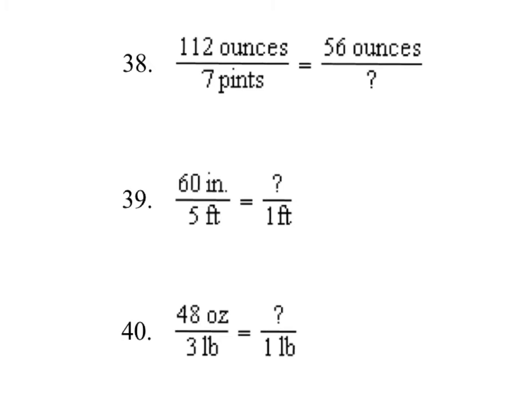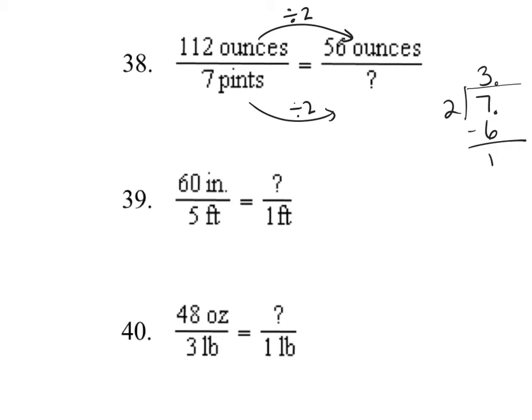Okay, next on 38, we are also scaling down from 112 to 56, which is divided by 2. So 7 divided by 2. I know some of you are like, wait, you can't divide 7 by 2. Yes, you can. You'll just have a decimal. So if you think about it this way, 2 can go into 7 3 times. That leaves you with 1. Add your decimal. Bring down a 0. 2 goes into 10 5 times. So it's 3.5.